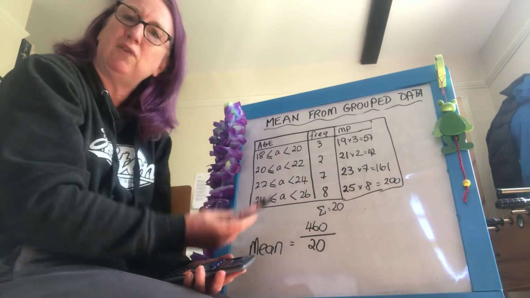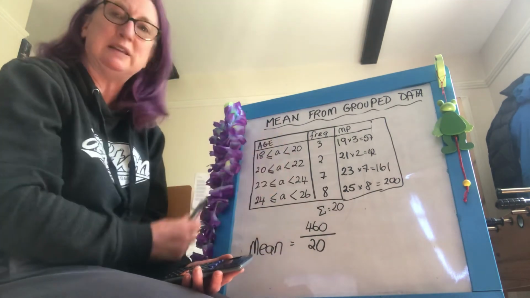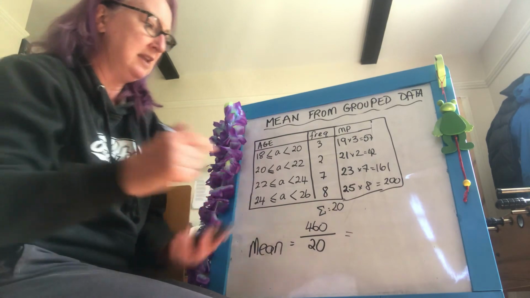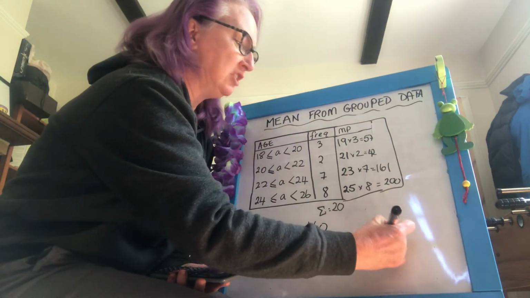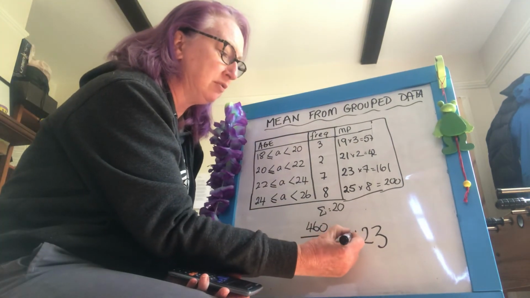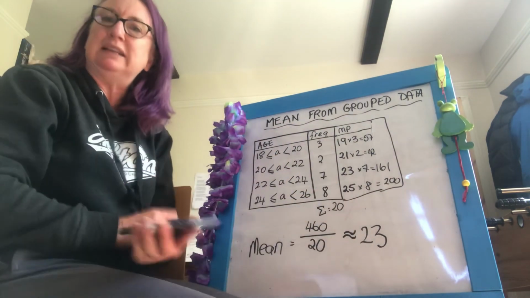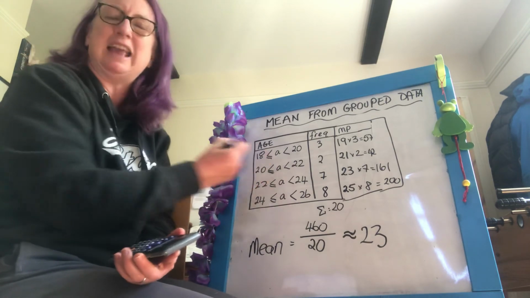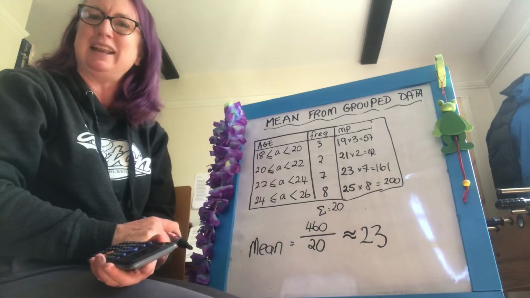So our total is 460 divided by the 20 people that we have, divided by 20. So our average age, our mean age, is approximately, we can use the approximately symbol, approximately 23. It's not definitely 23 because we didn't have the actual ages, and that's why it's called an estimate.